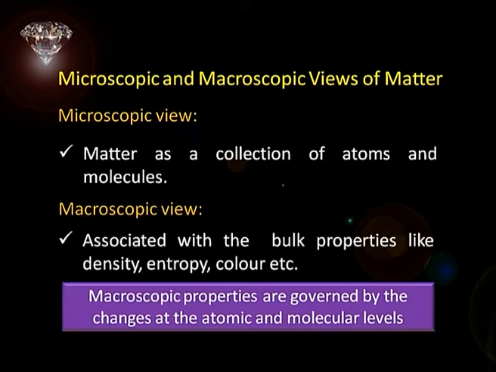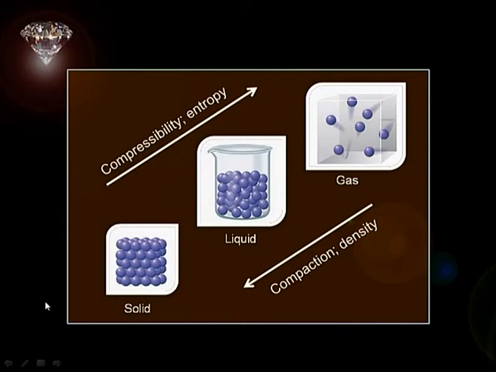The crucial thing here is that the macroscopic properties of matter are governed by what is there at the microscopic domain, because that is very, very crucial. We'll build on this as we proceed further. Now, this picture gives you an idea about going from solid to liquid to gas. As we go from the solid state to liquid to gaseous state, the compressibility or the entropy is increasing. On the other hand, the density and compaction is decreasing in this direction. So that means different states are characterized by different kinds of macroscopic properties.